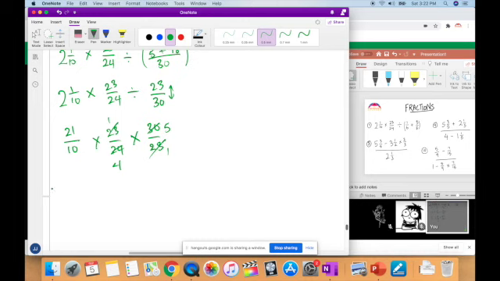So now, can anything else cancel here? Well, look, this 5 over here could cancel with this 10 over here. So now I have 2 times 4, which is 8, and 21 times 1, which is 21. Yeah? So is this the answer that you guys got?